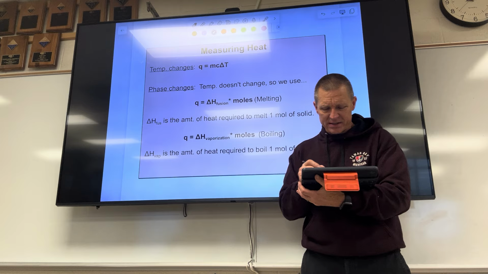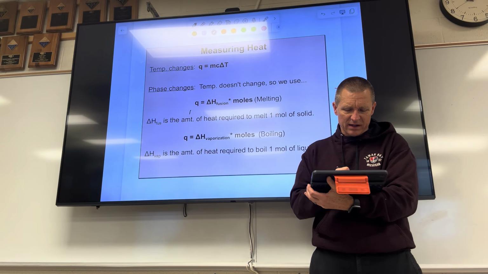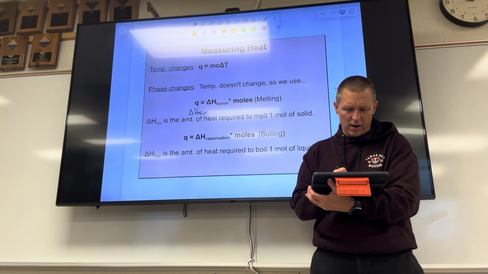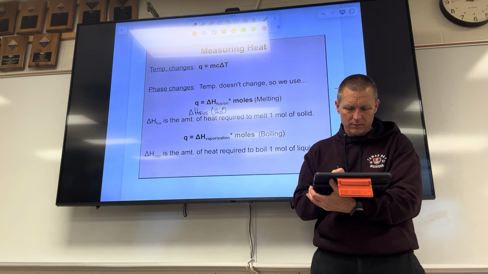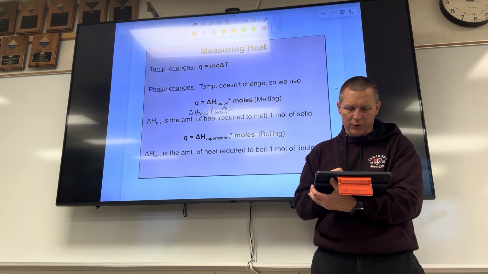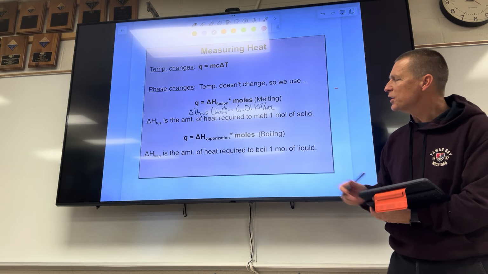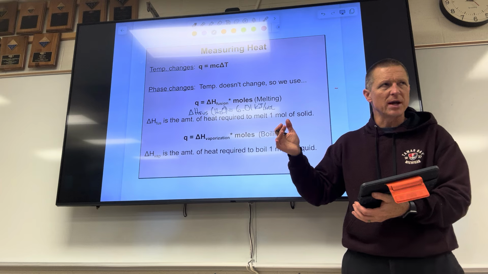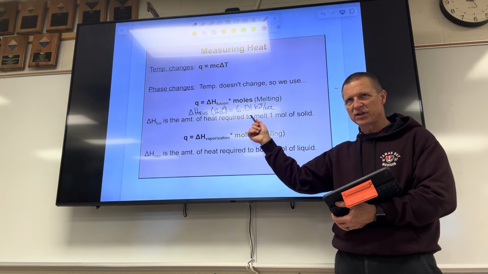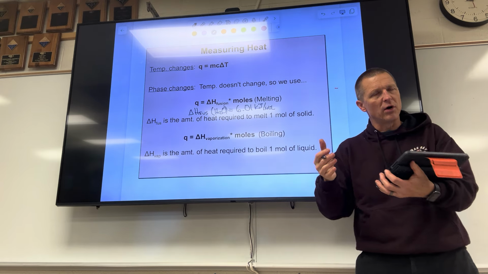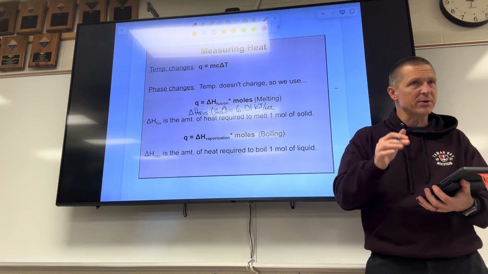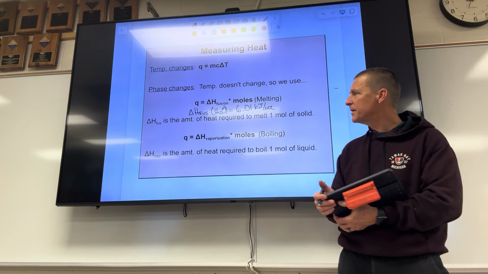A couple of things about this. Let's do the water first. The delta H fusion of water equals 6.01 kilojoules per mole. So if you melt a mole of water, which is 18 grams of water, you need to put in 6 kilojoules of energy to get that 1 mole of water to change. No temperature change happens there, it just goes from solid to liquid.